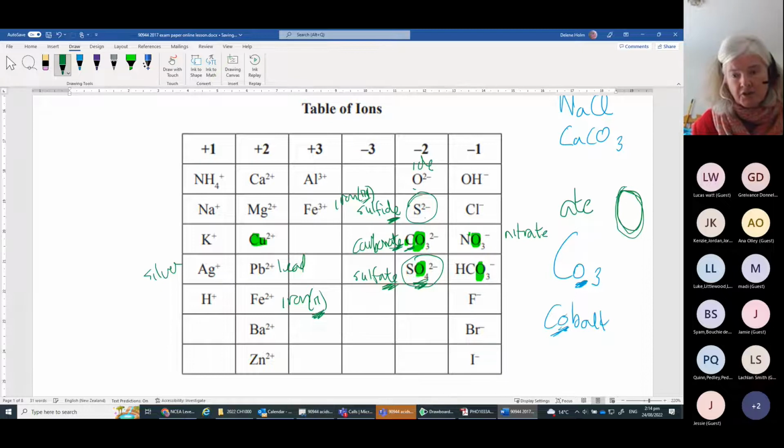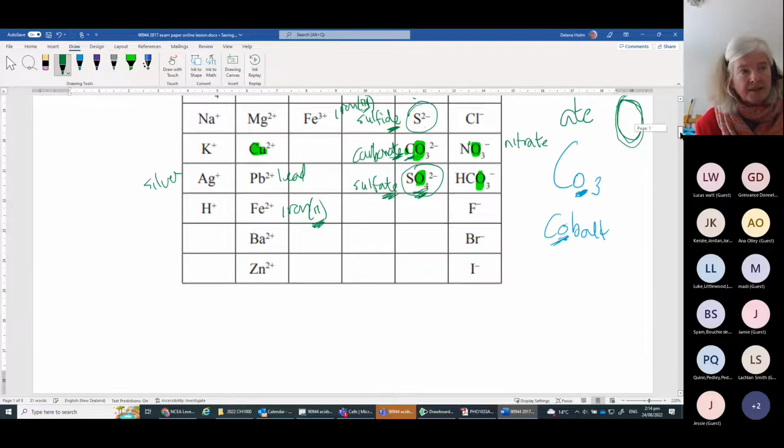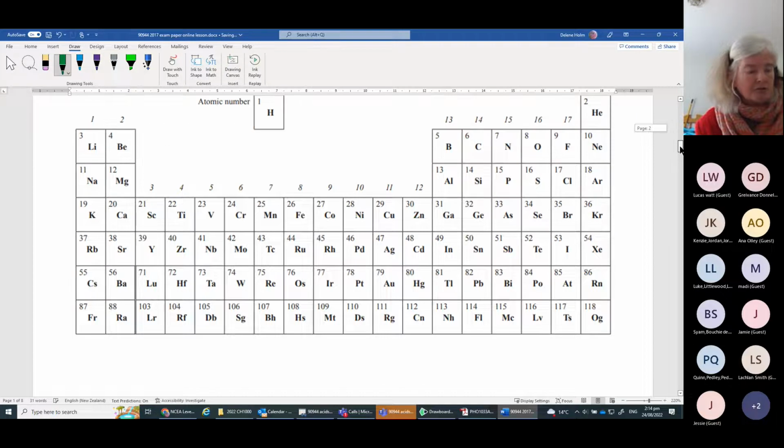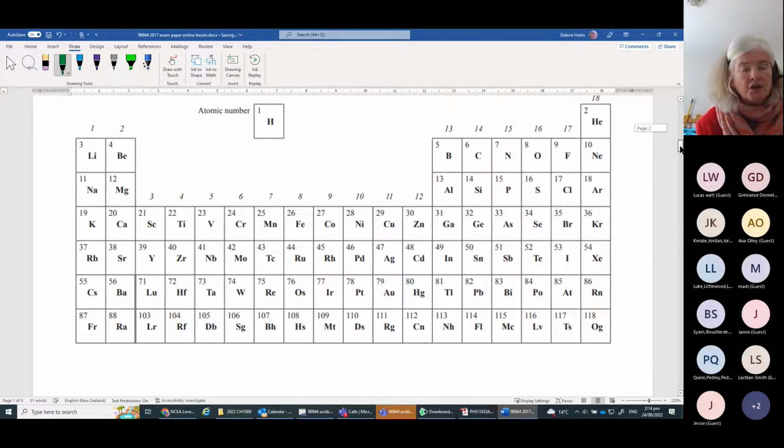Okay, so that's the first thing you are given, the table of ions, and being able to write formulae correctly is needed for merit level. To be able to write balanced symbol equations is needed for excellence level. So you need to be able to write formulae correctly. You are also given a periodic table.